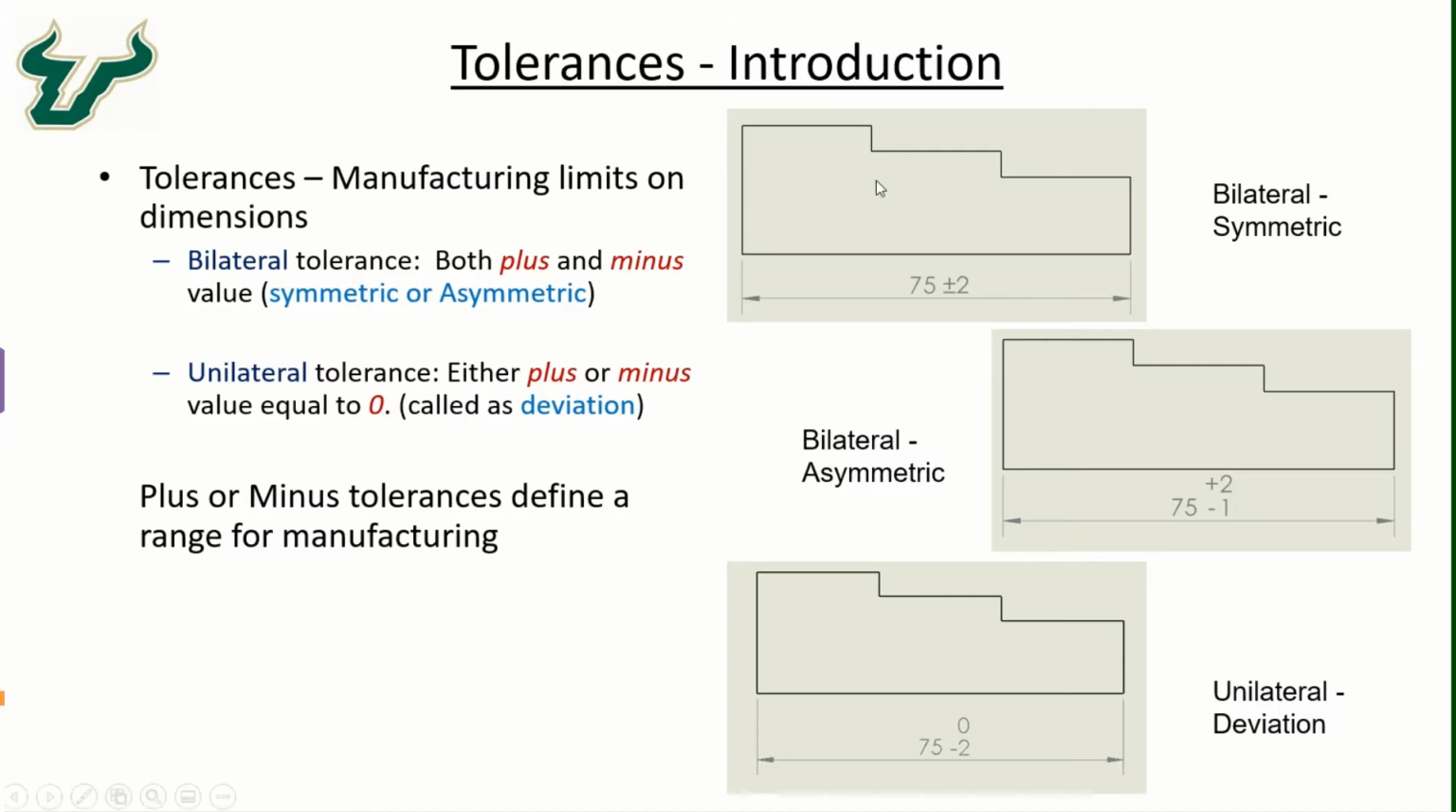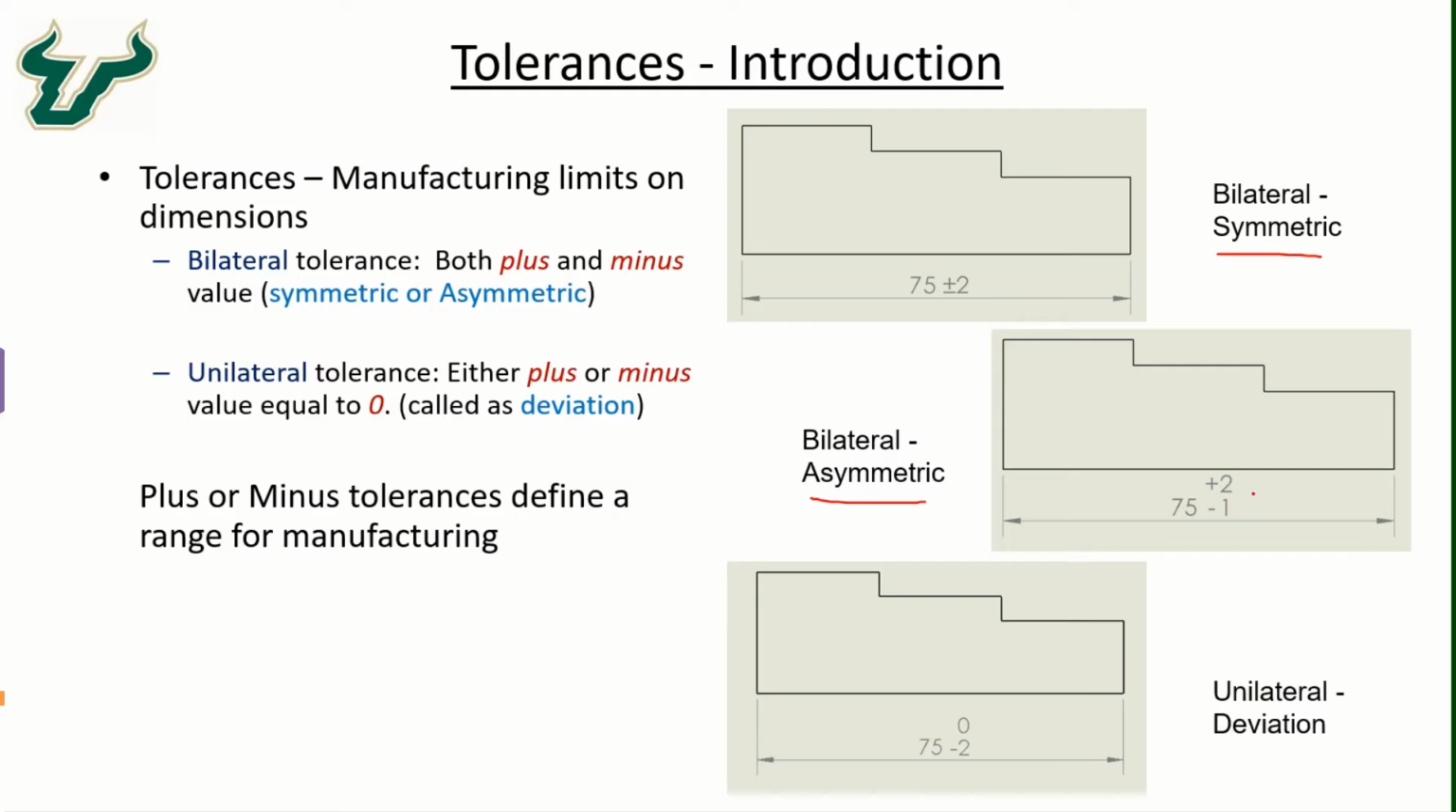The bilateral tolerance can be classified further into symmetric or asymmetric tolerances, as you can see from the figure on the right. If we have a part where we have assigned a dimension of, let us say, 75 plus minus 2, which can be classified as the bilateral symmetric tolerance because we are allowed to deviate in the plus or the minus side by 2 units.